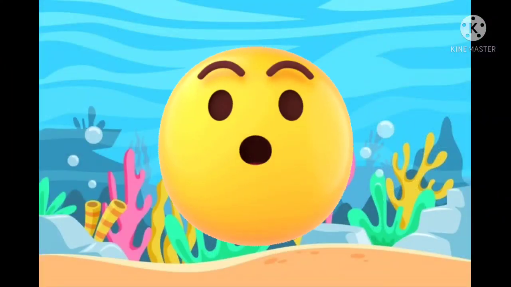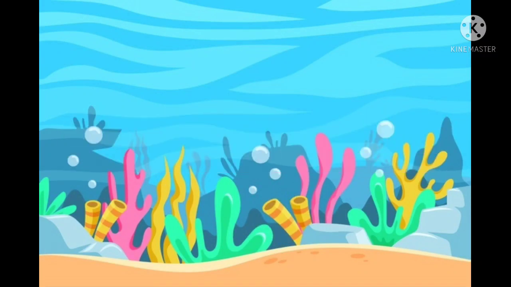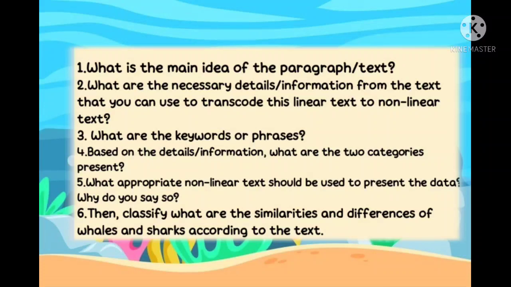Wow! Those are interesting facts about whales and sharks. Let's now transcode information from linear text to non-linear text. Again, let's consider the steps and questions that we need to answer in transcoding information from linear to non-linear text.